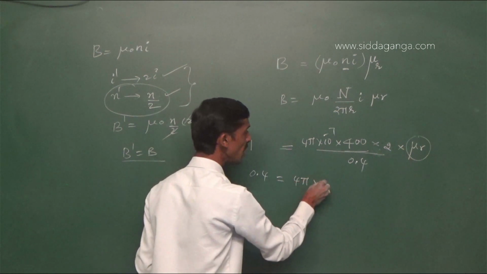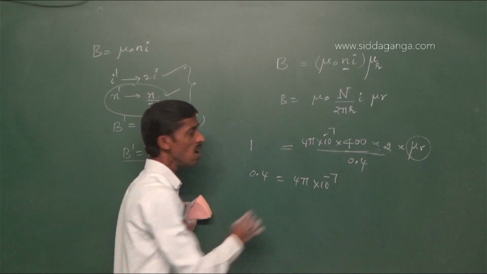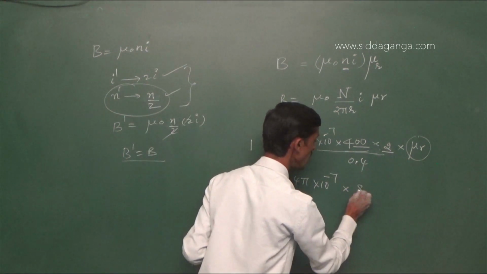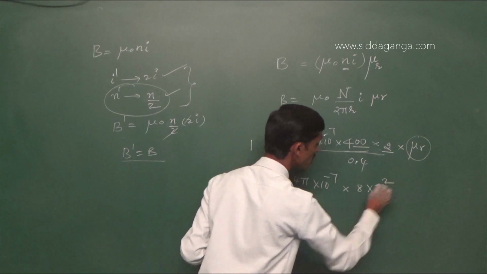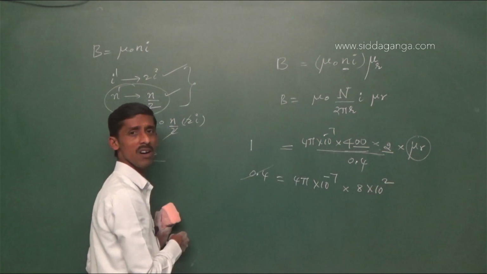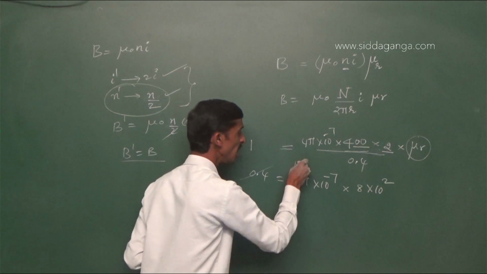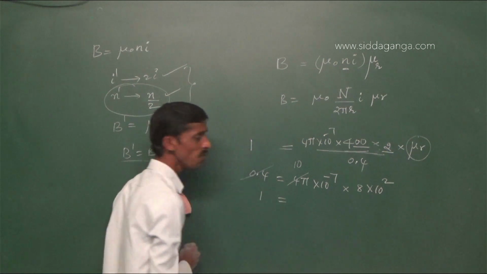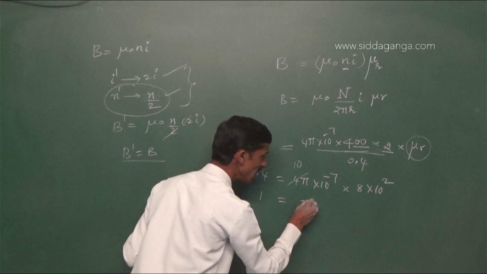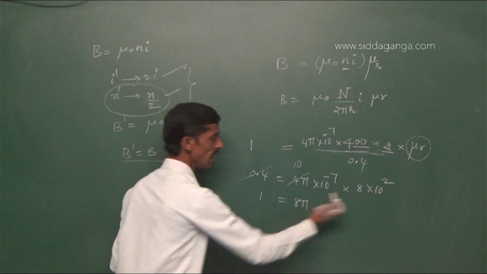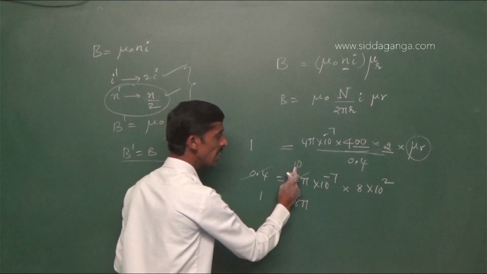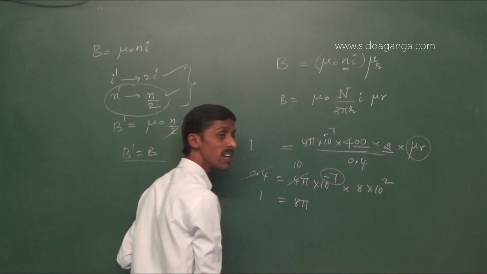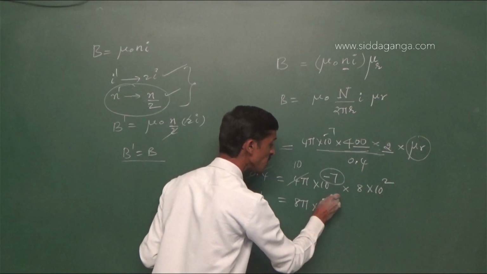0.4 is equal to 4 pi into 10 to the power of minus 7, 400 into 2, 800. So 8 into 10 to the power of 2. 0.4, 1 time. So 0.4, 10 times. 0.4 into 10, 4. So 1 is equal to 8 pi, 8 into pi. 10 into 10 square, 10 cube. 10 cube into 10 to the power of minus 7, 10 to the power of minus 4 into μr.